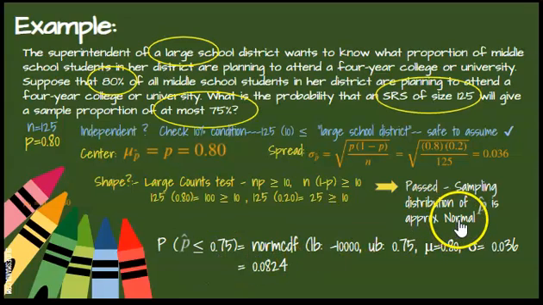All right, now think of our distributions. We've said it's normal. We've proven it's approximately normal. So I can use the normalcdf function. My lower bound is negative 10,000. Upper bound is 0.75. My mean is 0.8. Standard deviation is 0.036. And I crunch it on my calculator, I get a probability of 0.0824. Remember, that's the probability of getting a sample proportion of at most 75%.